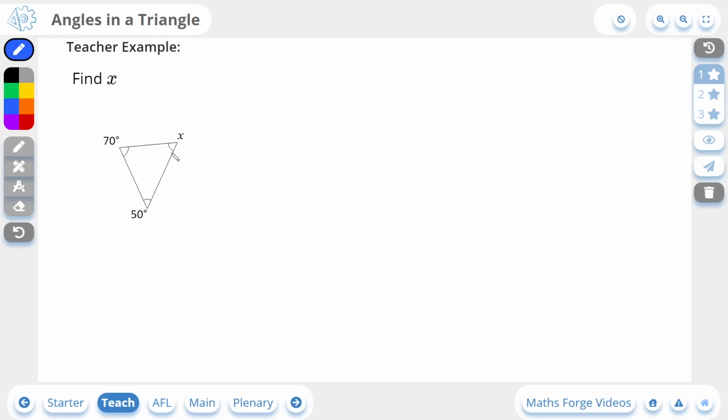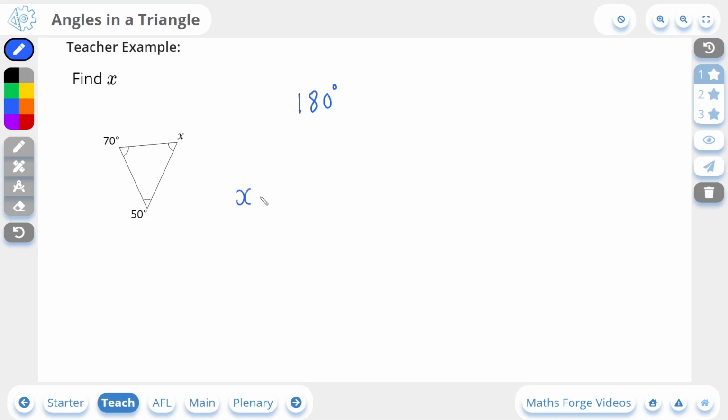So the first thing you need to know about angles in a triangle is that these three interior angles, we call the angles on the inside of the corners interior angles, always add up to give you 180 degrees for triangles. So we can use this information to help us find this missing angle here, x. And we do this by structuring an equation.